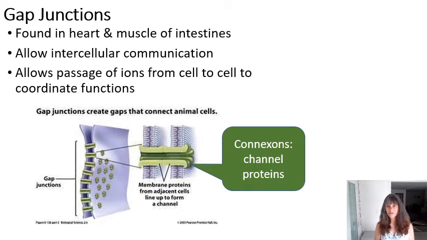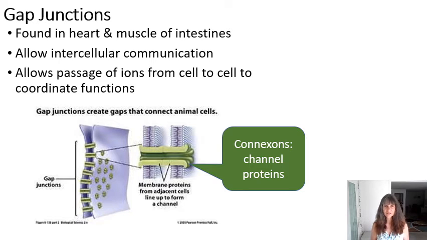Gap junctions, we said, are found in cardiac muscle. They're also found in smooth muscle. The smooth muscle of our intestines has a lot of gap junctions, and this allows for intercellular, between the cells, communication. It allows the passage of ions from cell to cell to coordinate function. The particular function of the heart is rhythmic contraction. The particular function in our intestines is a special wave-like contraction that occurs and is known as peristalsis.